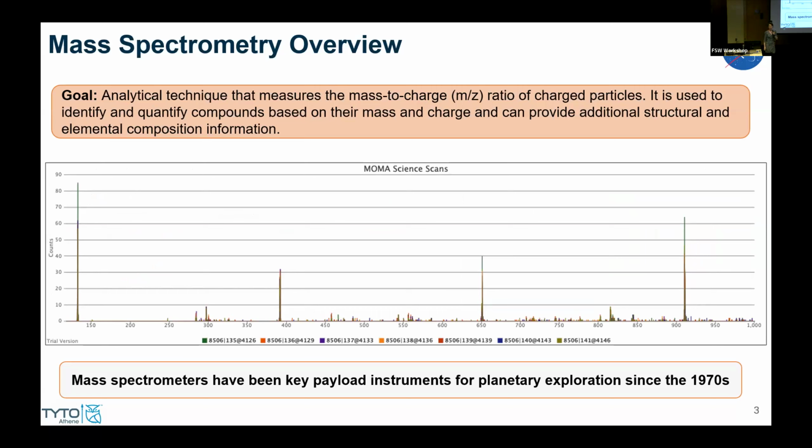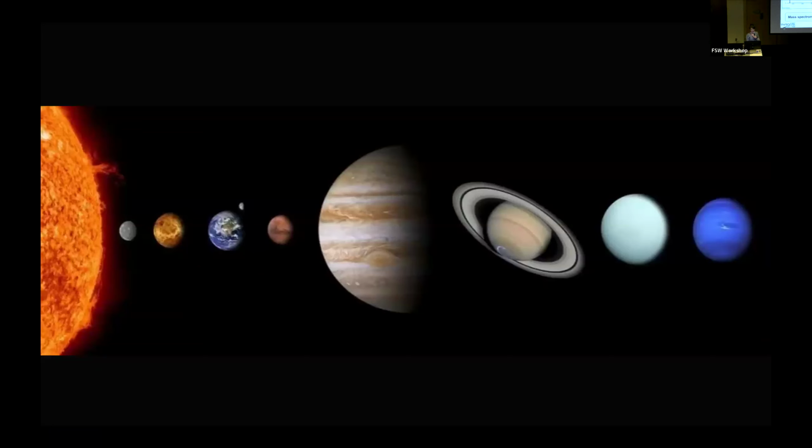So MoMA is Mars Organic Molecule Analyzer. It's a mass spectrometer that will be on ExoMars, and Dragonfly's mass spectrometer is inheriting, hopefully that's a word, a lot of heritage. I'm French, by the way. A lot of heritage from this ExoMars mission.